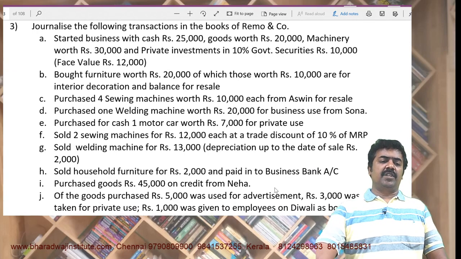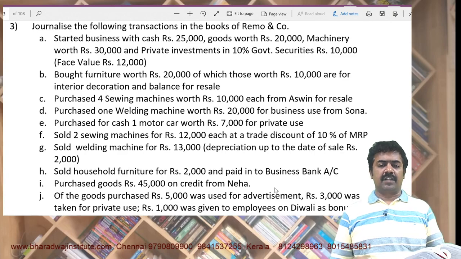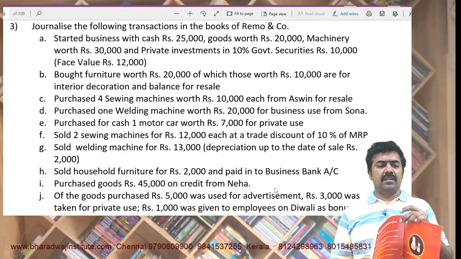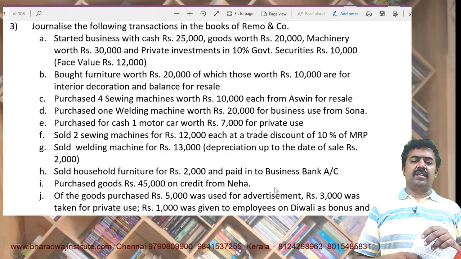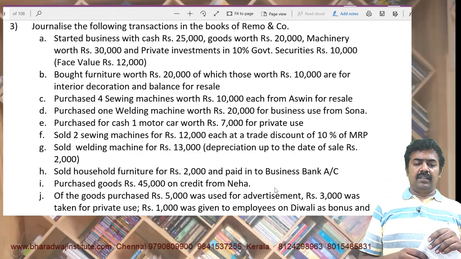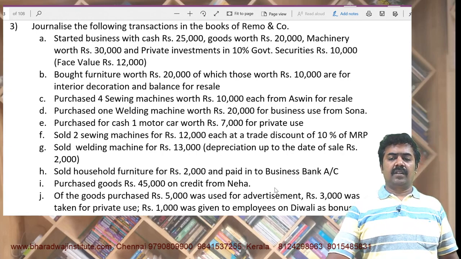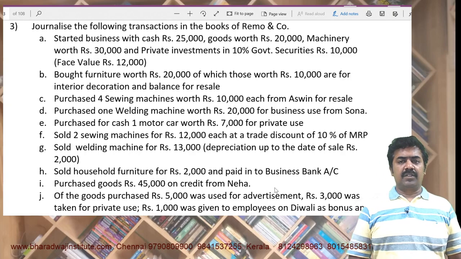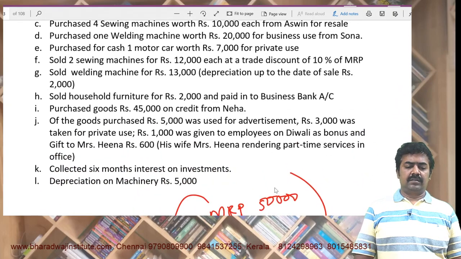Started business with cash 25,000, goods 20,000, machinery 30,000, private investments 10%, government securities. Furniture worth 20,000, 10,000 is for interior decoration, balance is for resale. Purchased 4 sewing machines worth from Ashwin for resale. We are given so many things, right? Hope you tried.